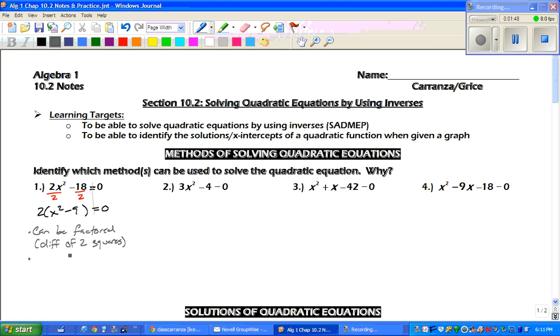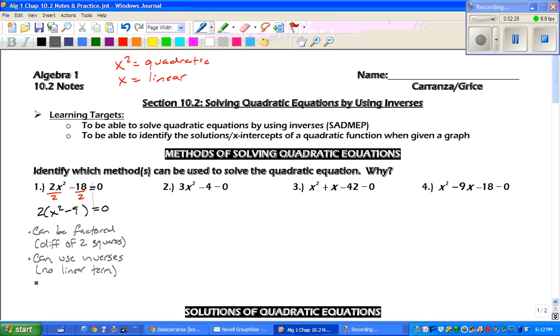Okay, now another way that you can solve this is you can use inverses. And you can use inverses when there is no linear term. Okay, the review from before is x squared is when it's quadratic. If it's just an x, that's when it's linear. And if there's no linear term, it means there's no x involved.